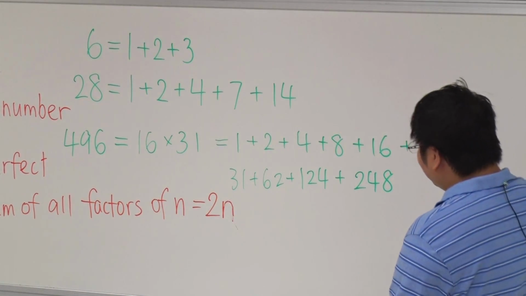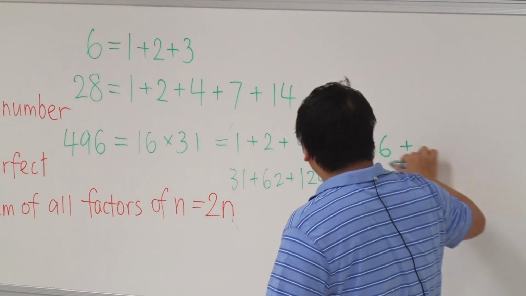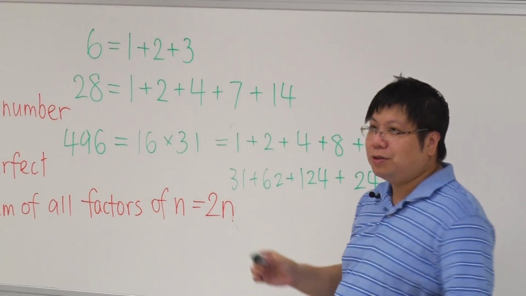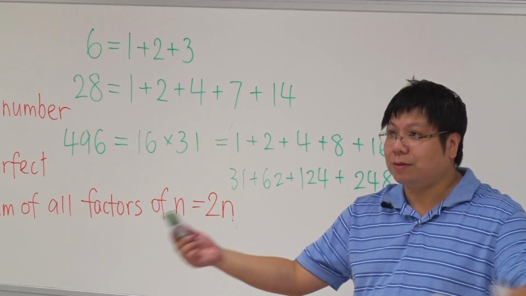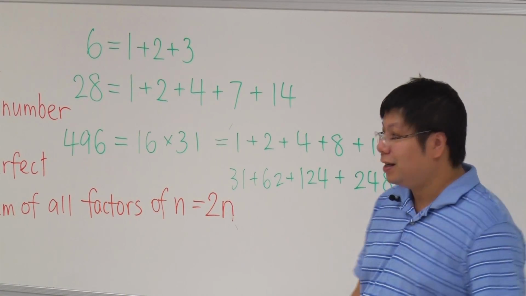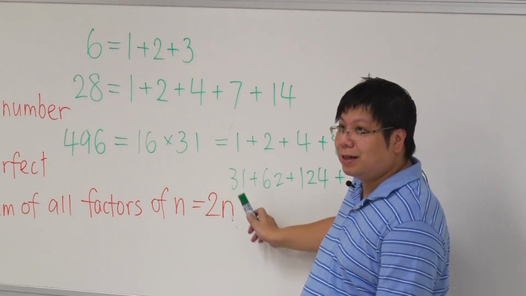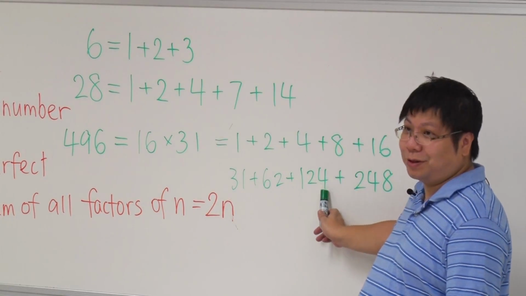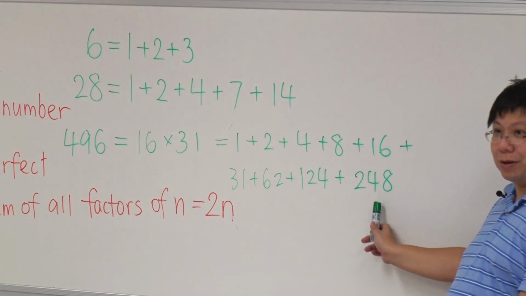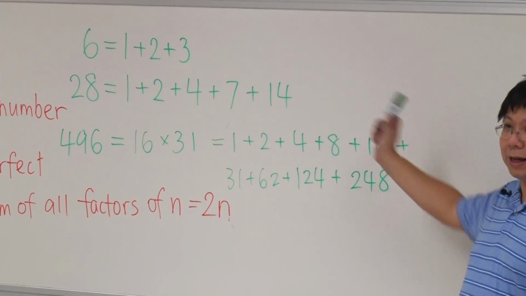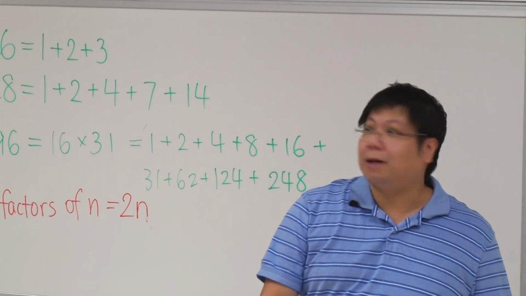Let's try to add them. It's not that difficult to add. This adds up: 1 plus 2 plus 4 plus 8 plus 16 is equal to 31, right? So 31 adds up to 62. 62 plus 62 adds up to 124. 124 plus 124 adds up to 248. 248 plus 248 adds up to 496. So this is also a perfect number.